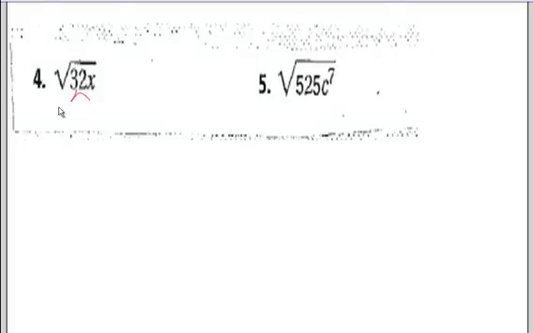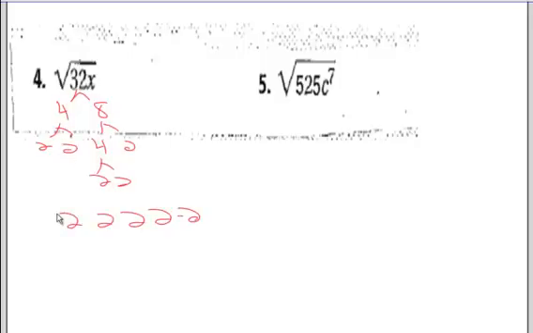Square root of 32x. Doesn't matter what you use, 4 and 8. 8 becomes 4 and 2. So 4 is 2 and 2, and 2 and 2. So I have 1, 2, 3, 4, 5 2's, and an x left over as well.